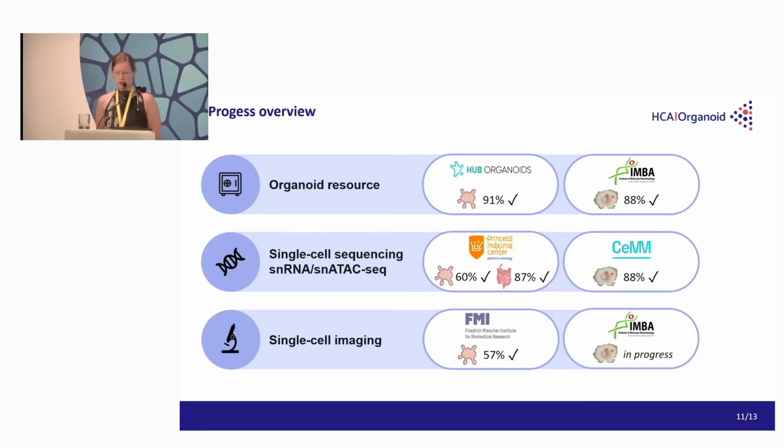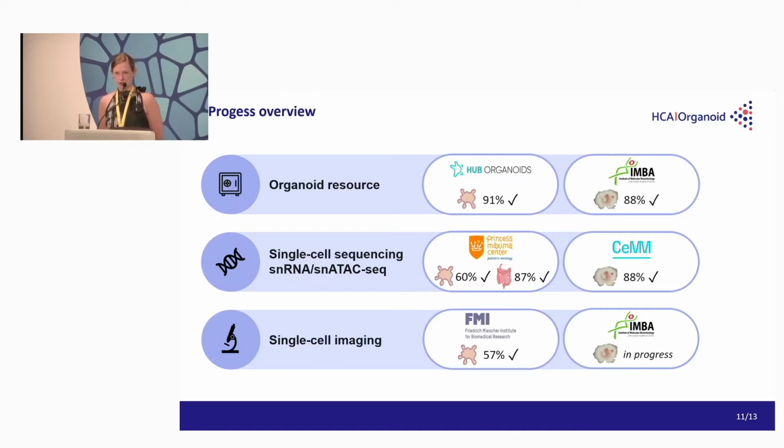Just to briefly sum up the overall progress that we made to date in our project. So we have 91% completed of our organoid resource, and as I mentioned, 88% of the brain organoids. The single-cell sequencing of the multiome is also speeding up, so we are nearly at 80% for all samples we want to profile. Here, I would also like to point out that next to the organoids of the colons that we profile, we also have the chance to profile the matching primary tissue with a single-cell multiomics kit.